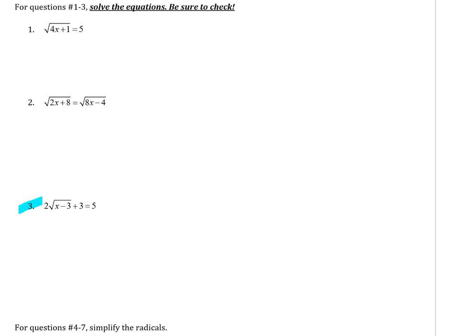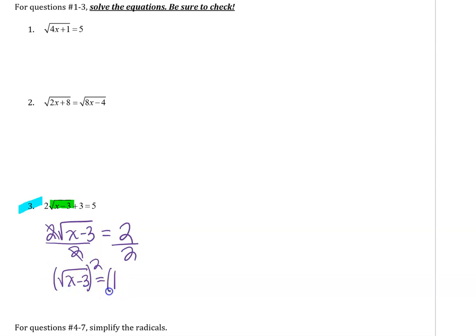The idea is you want to isolate the radical by doing inverse operations, and then you're able to square both sides to solve. So for example, I would first subtract the 3, then divide everything by 2. In order to undo the square root, I square both sides. So that leaves me with x minus 3 is equal to 1. So that means x is equal to 4.